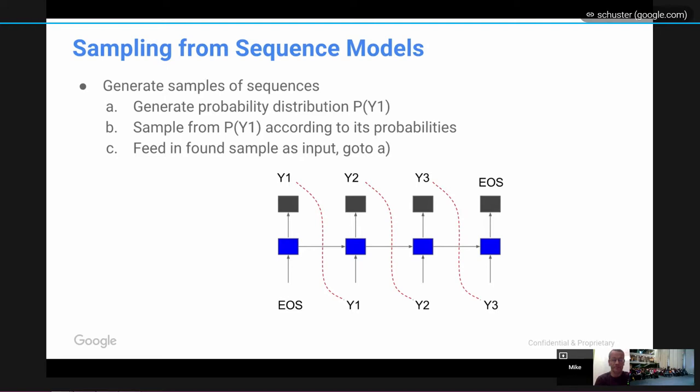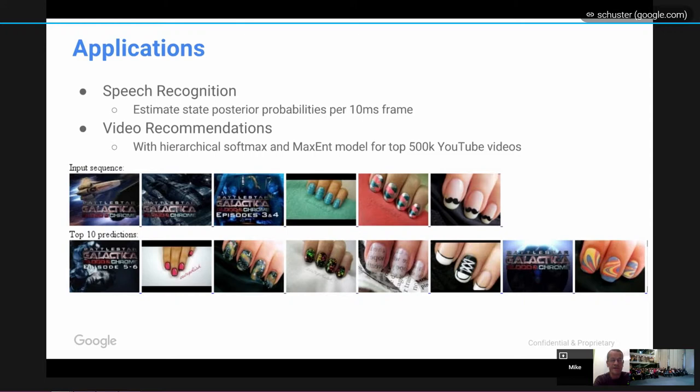Let's go to some applications that we actually have used this for at Google. So, for example, speech recognition. Speech recognition is a very typical sequence model. And as outputs, we estimate state posterior probabilities for each 10 milliseconds of audio input. And these state posterior probabilities, you usually have about 10,000 of them for a normal speech system.